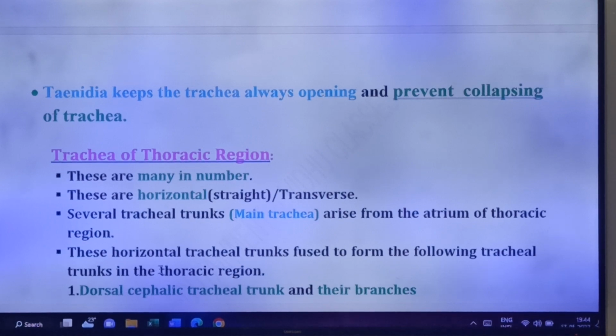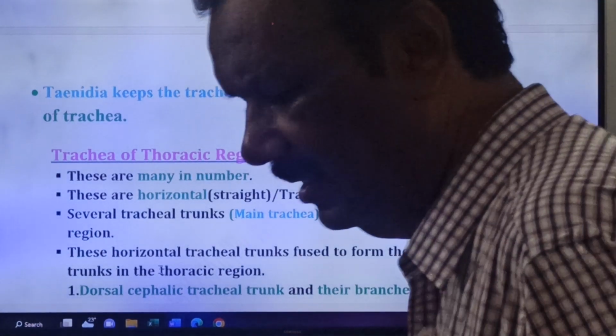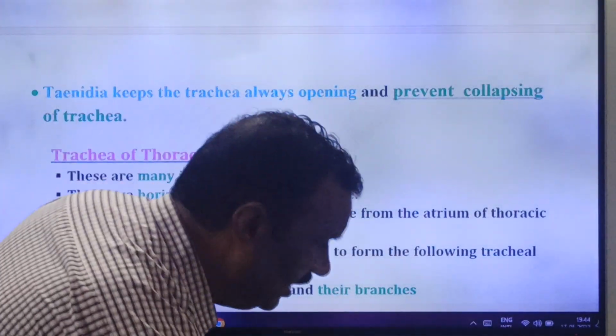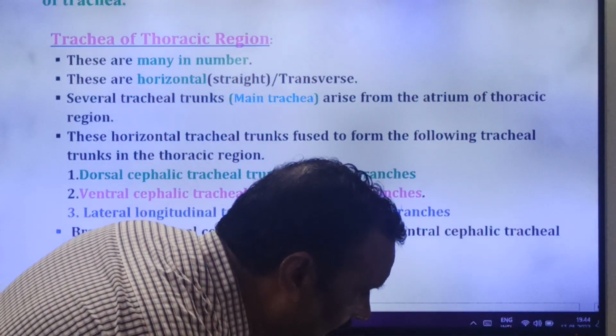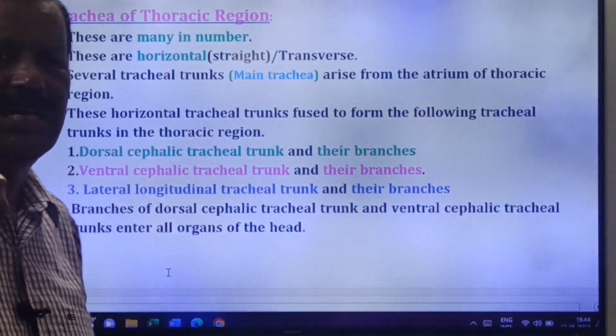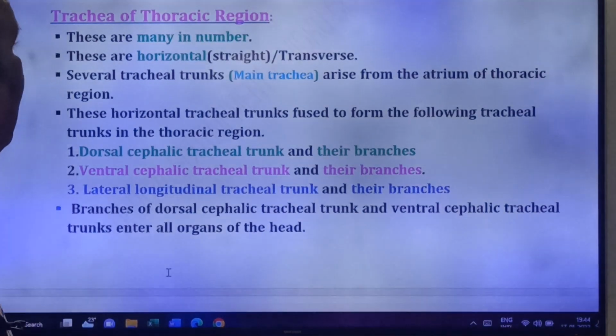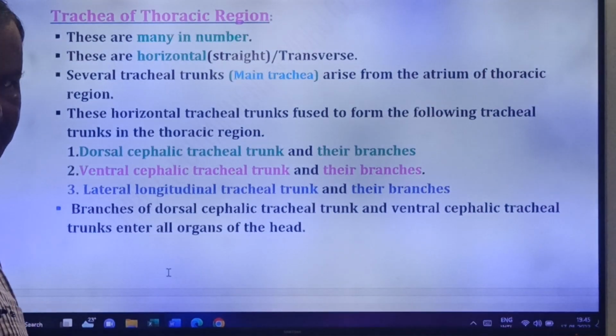Now see, friends, these trachea are present in the thoracic region as well as in the abdominal region, but there is a slight difference in the arrangement of the trachea of the thoracic region and the abdominal region. First we will take what, friends? Trachea of the thoracic region.